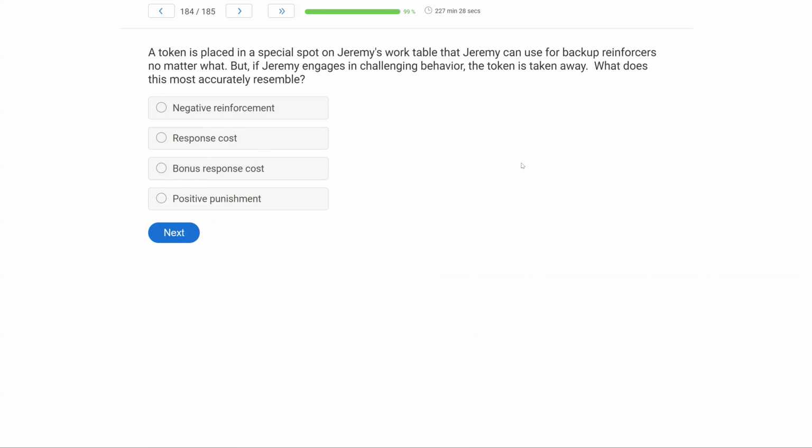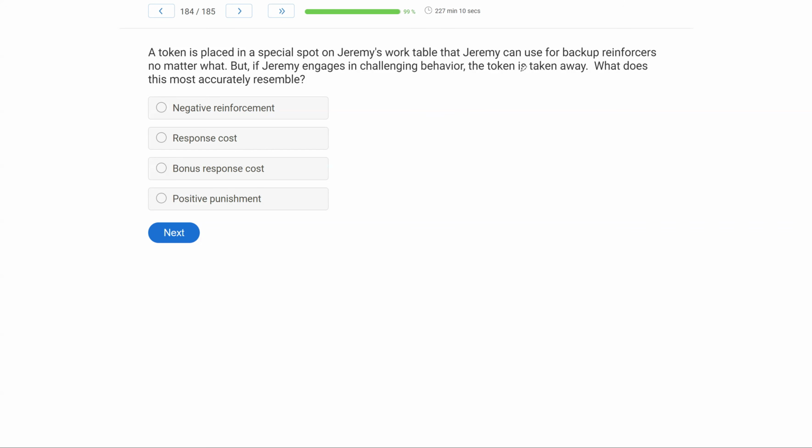A token is placed in a special spot on Jeremy's work table that Jeremy can use for backup reinforcers no matter what. But if Jeremy engages in challenging behavior, the token is taken away. What does this most accurately resemble? Easy question, but it's an example of choosing the best answer.